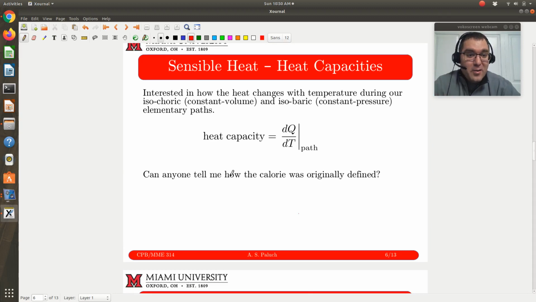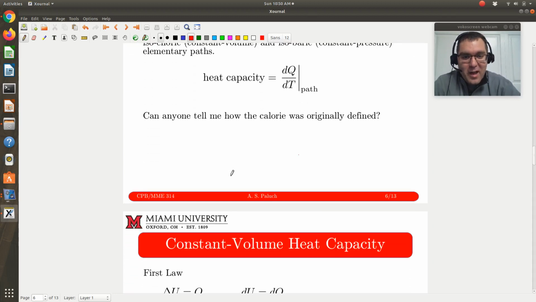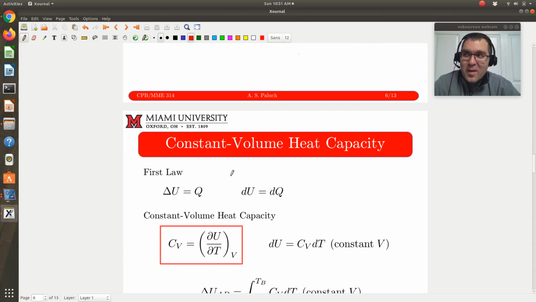And the calorie is still actually used. Just think, if I look at the back of a food package, it's going to show the caloric content of my food, the energy stored in my food. Some sports bars I've even seen put energy on the back instead of calories. But a calorie is a real thing.